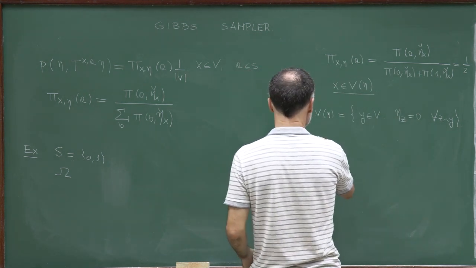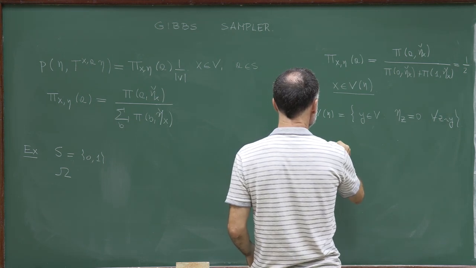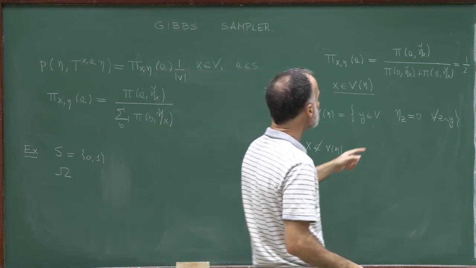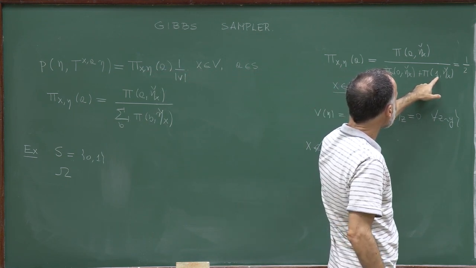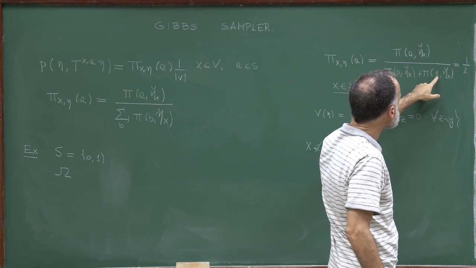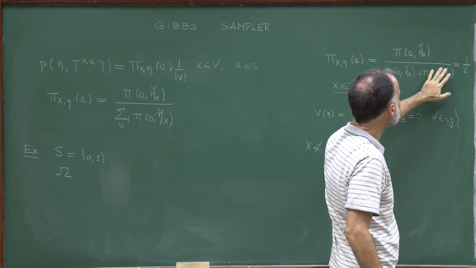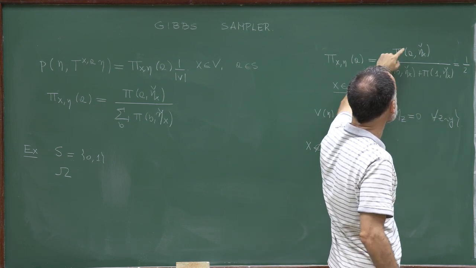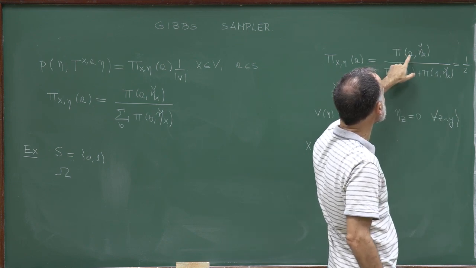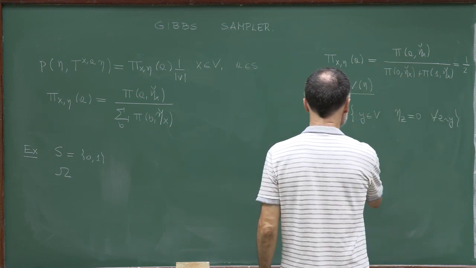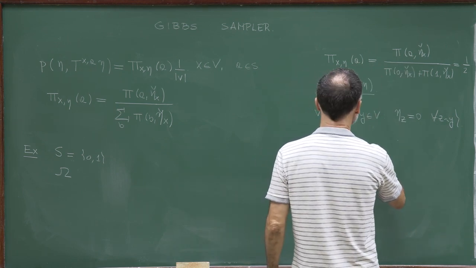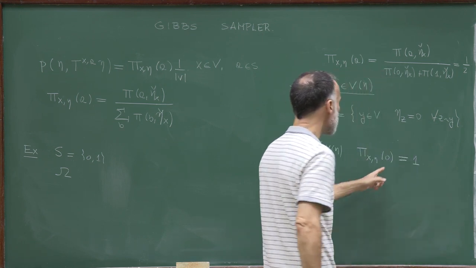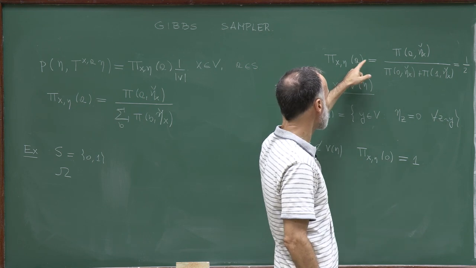If x does not belong to v of eta, so if there is a neighbor of x which is occupied, then the probability that you have a 1 at site x is zero, because this configuration is forbidden, it does not belong to the set of configurations. So what I'm claiming is that p x of eta 0, it's equal to 1. This is the only possible value. P x of 1, it's equal to 0.